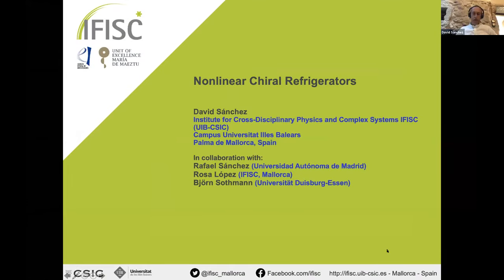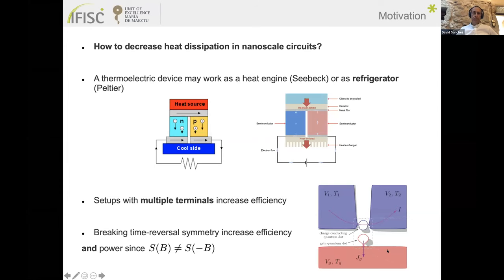Okay, thank you, Janine, for the presentation, and thank you to our organizers for this unique experience for us. Okay, so the title of my talk is Nonlinear Chiral Refrigerators. So here we propose a refrigerator device which is based on a quantum Hall conductor. That's why it's named chiral. And also we go beyond the linear response regime. So that's why it's nonlinear. But I hope all this will become clearer during my presentation.